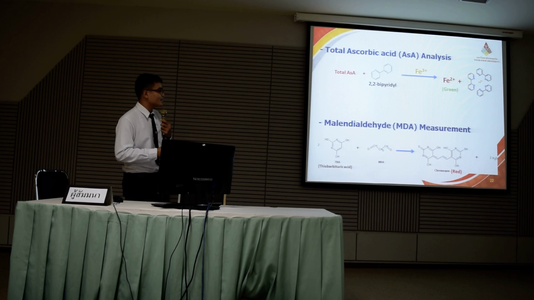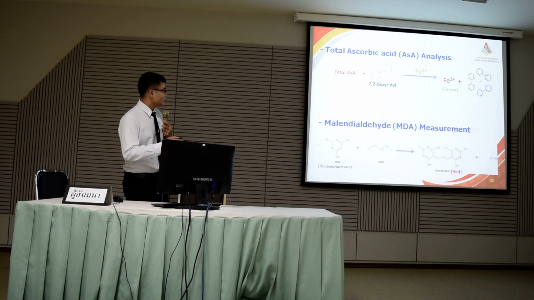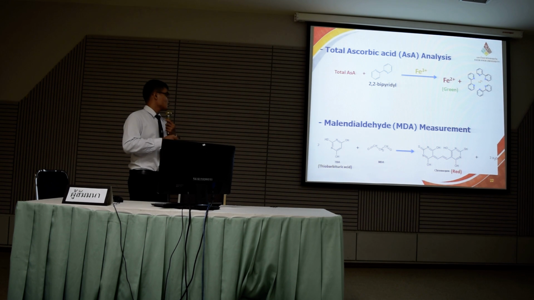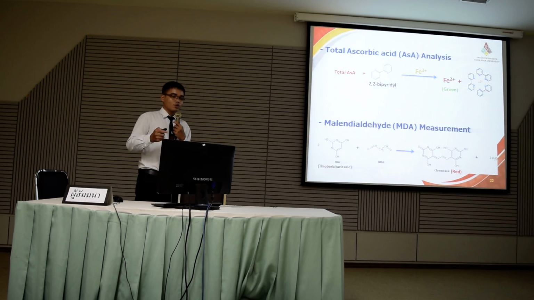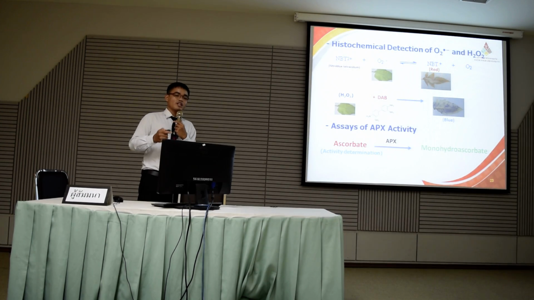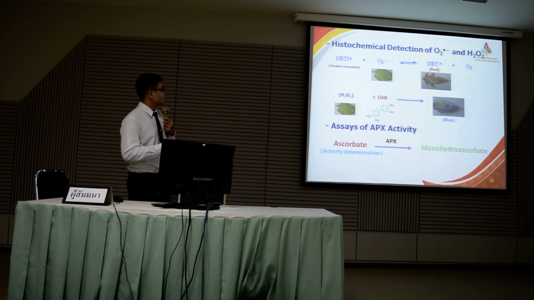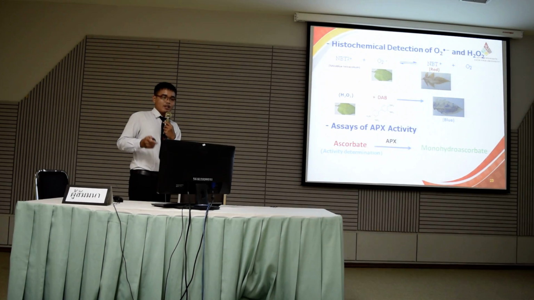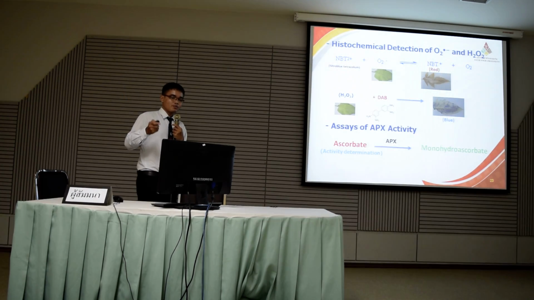And the next, for the total ascorbic acid, the total ASA was analyzed using 2,2-bipyridyl and ferrous ion changed to green color by spectrophotometry. And then the malondialdehyde was measured using TBA, changed to red color by spectrophotometer. And the next, superoxide anion was detected using NBT, changed to red color by histochemical detection. And also the hydrogen peroxide was detected using DAB, changed to blue color. And the last, the APX activity was determined using ascorbic substrate.